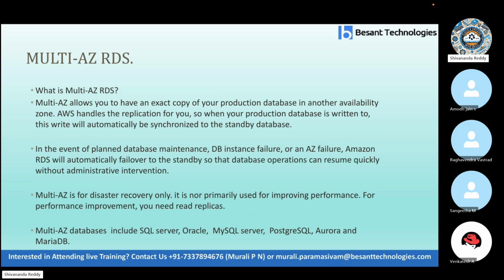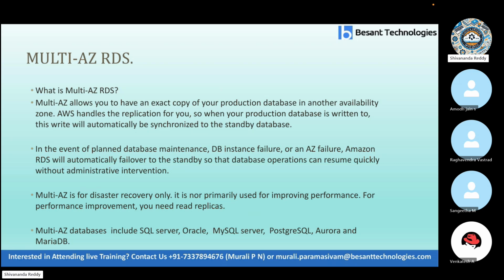Then what is Multi-AZ? In the beginning classes of AWS we discussed regions and availability zones. Correct. Multi-AZ is nothing but in one region, more than two availability zones will be there. That means three plus. So data will be segregated across the multiple availability zones. That is called Multi-AZ.